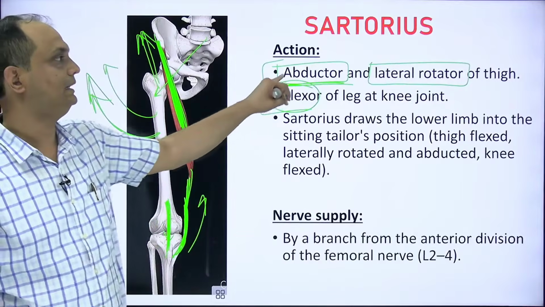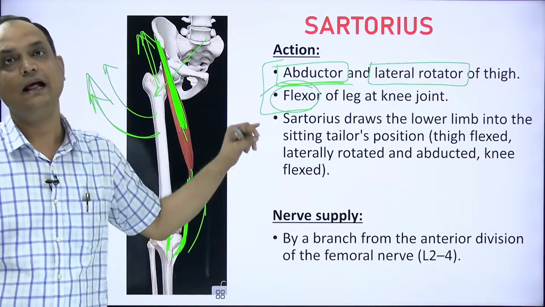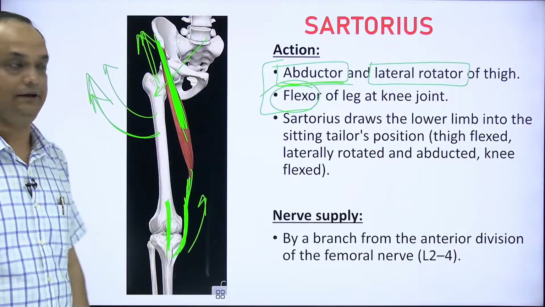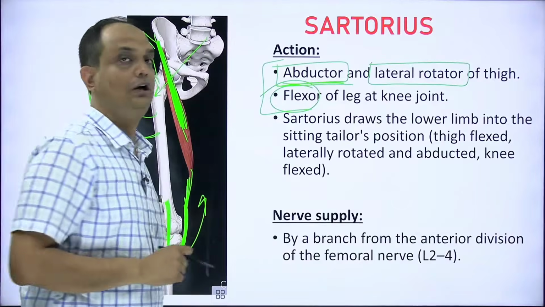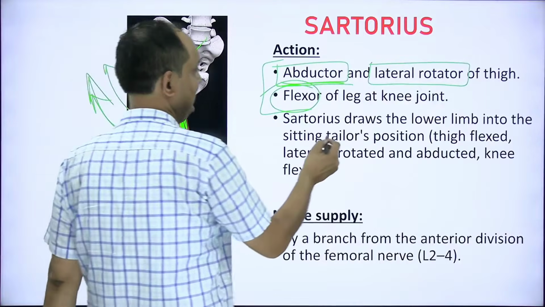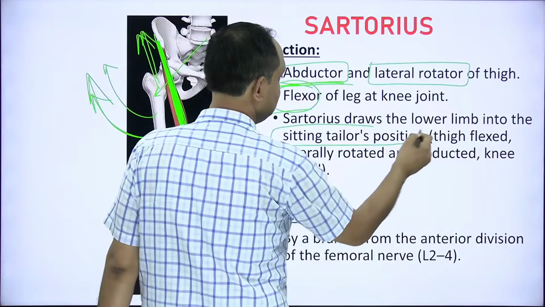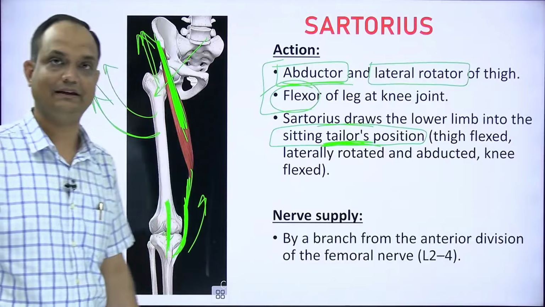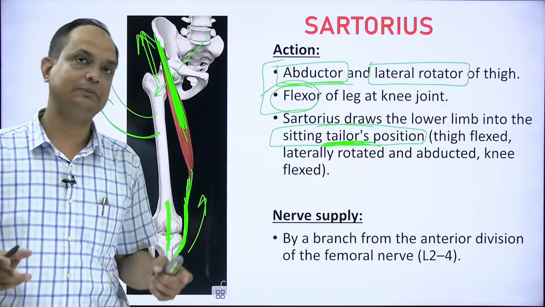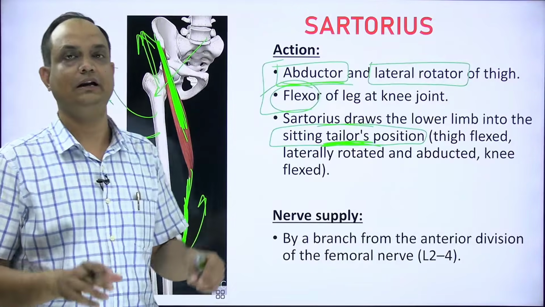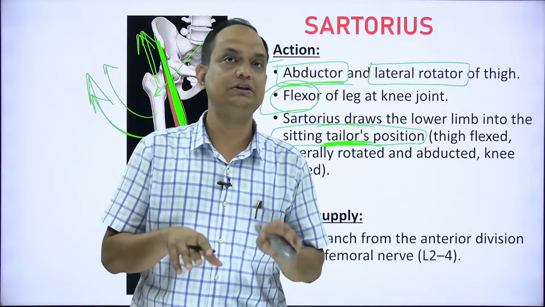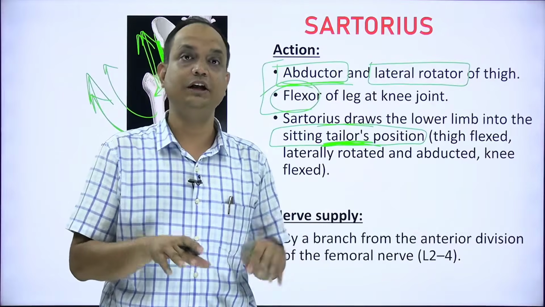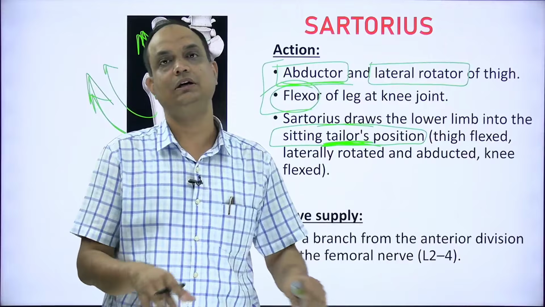It is an abductor and lateral rotator of the thigh and flexor of the knee. Now, the Sartorius draws the lower limb into the sitting tailor's posture. That is why this muscle is also known as the tailor's muscle, which is again a question of your exam. So, what is the tailor's muscle? Tailor's muscle means when a tailor is doing stitching in a sitting posture, not on the ground, but on a chair.